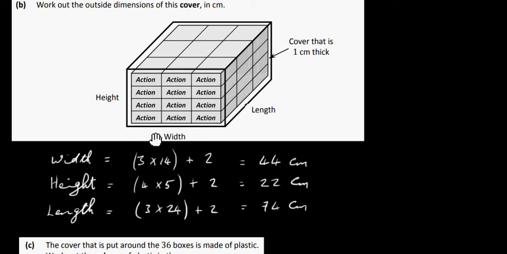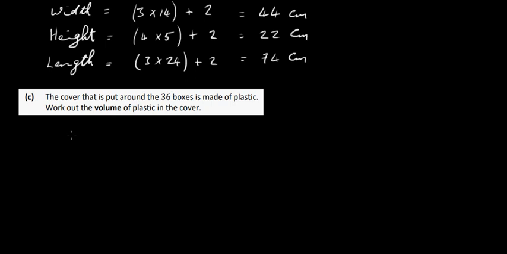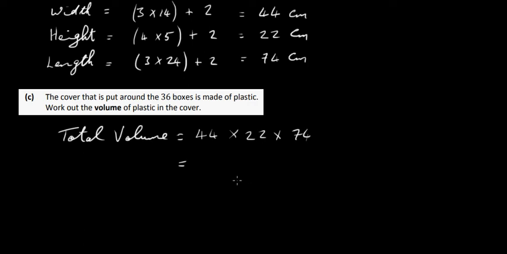First of all, we have the width, the length and the height of the entire cuboid, so I'm going to work out the entire volume first. Then we'll work out the volume of all these boxes in the middle, then subtract. So let's do that. Let's call it the total volume. The total volume is just going to be 44 times 22 times 74. If you work that out, you get 71632 centimeters cubed.